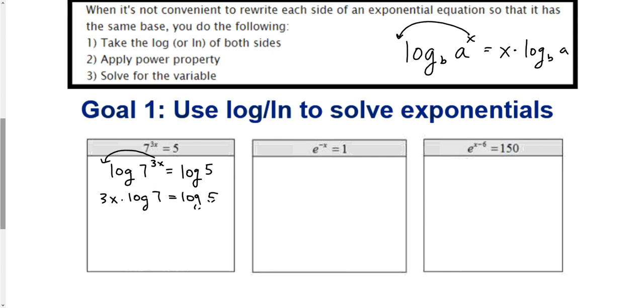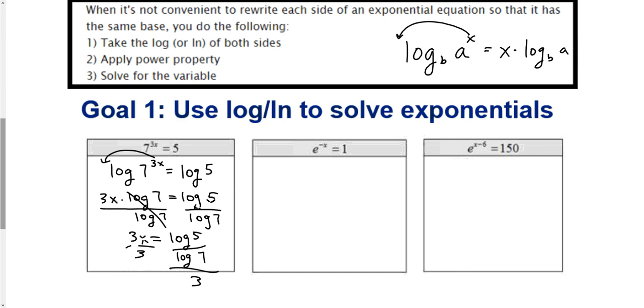Don't forget, these logs, they're just decimals. So all that means is if I want to get the x by itself, I would just have to divide the whole thing by log 7. So I divide this by log 7. The logs cross out, so I'm left with 3x equals log 5 over log 7. And then I just have to divide this by 3. And that's all calculator work.